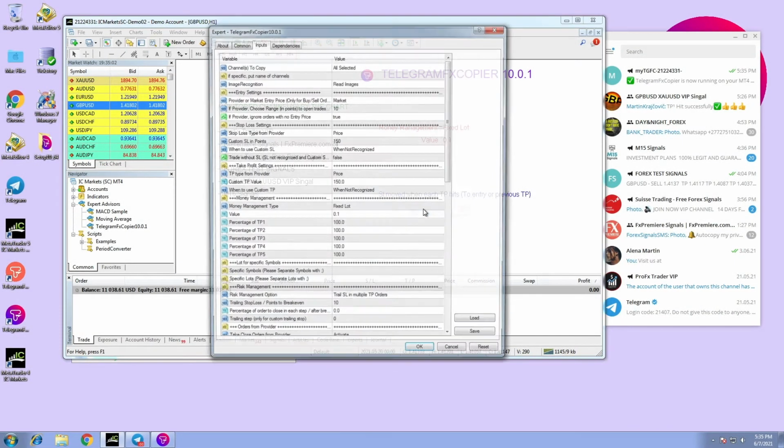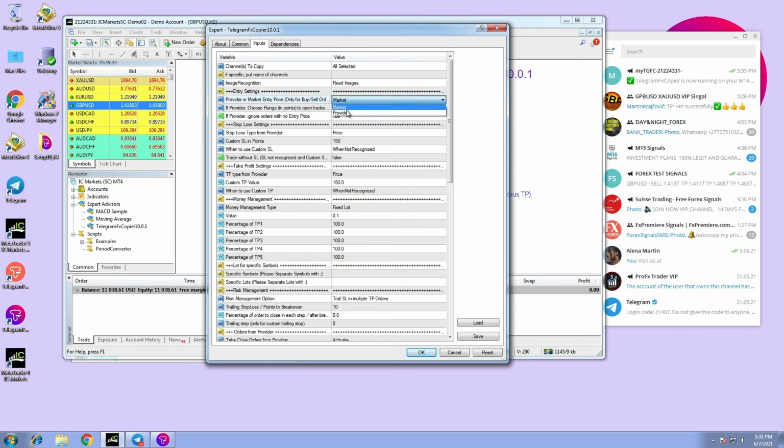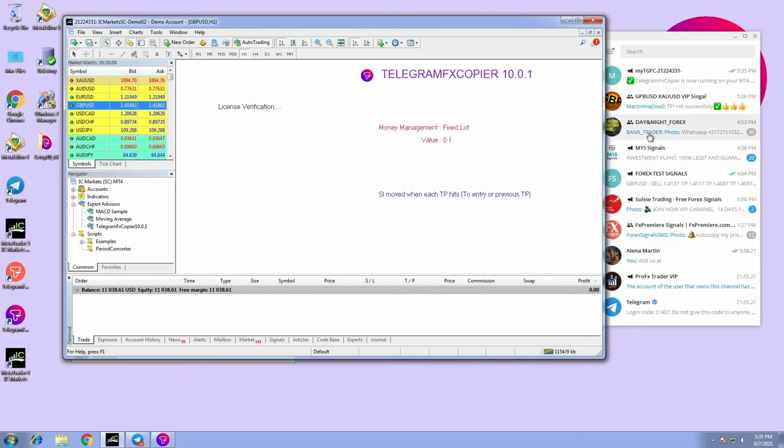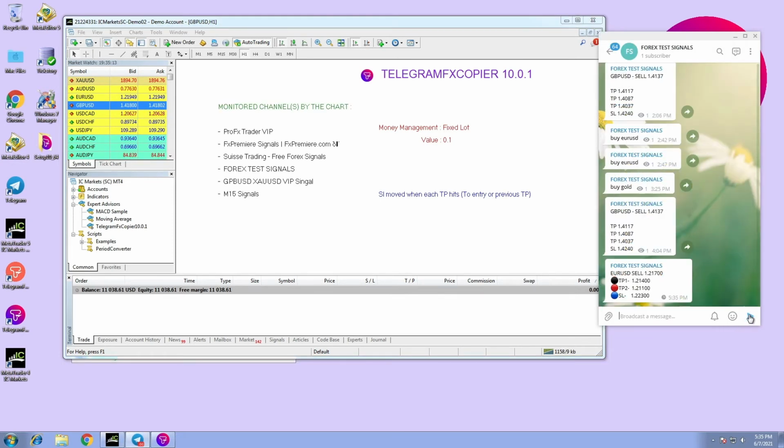Now let us try the provider as an entry setting instead. You can also change the range accordingly. Now let us execute the signal. And here you can see that the price has not changed.